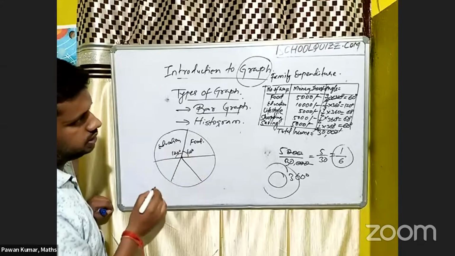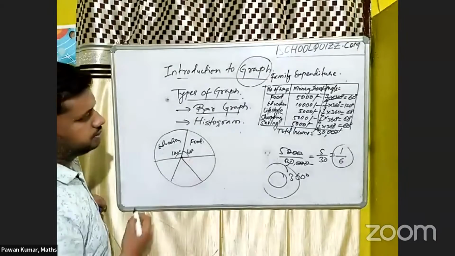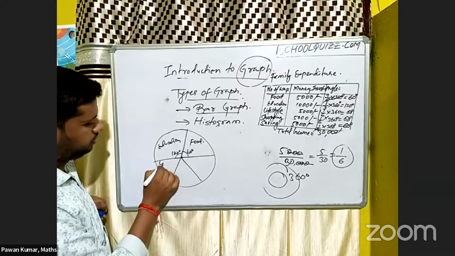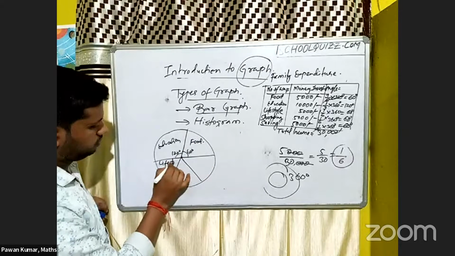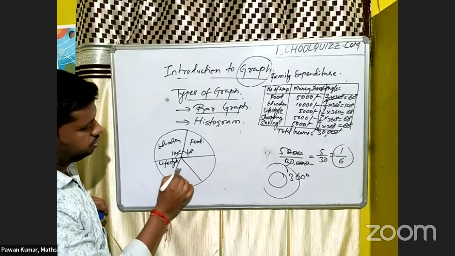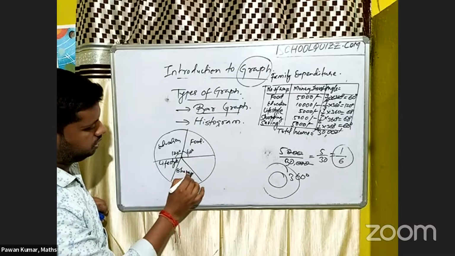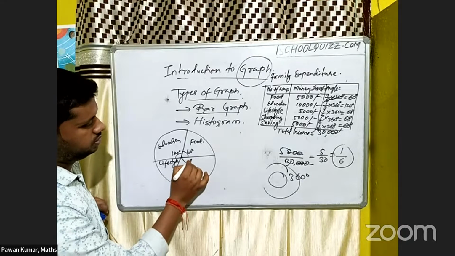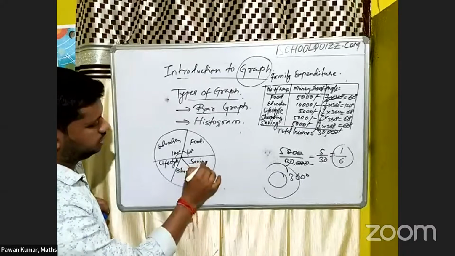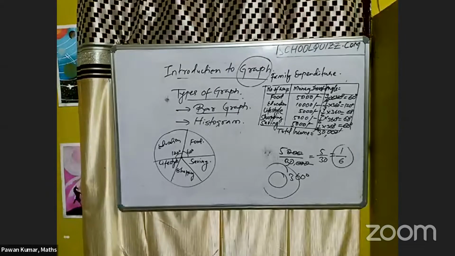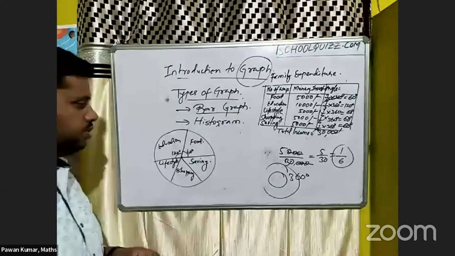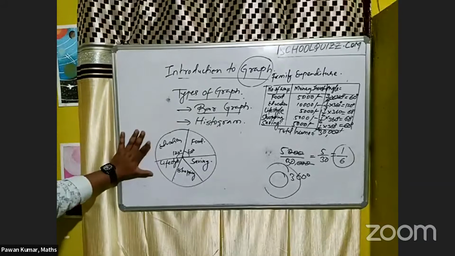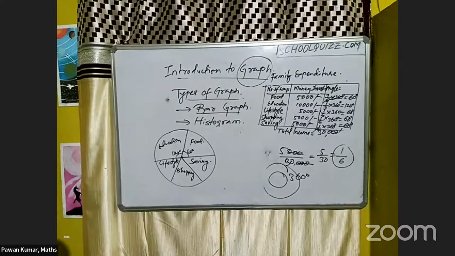Again 60, again 60. So again 60 is there, of the same size as food. So lifestyle. This will be for shopping, and this will be for saving. So this you have to represent on the pie chart. Now by seeing this pie chart only, you can understand where they are spending more money. Where are they spending more money? Education. Yes, sir, education.